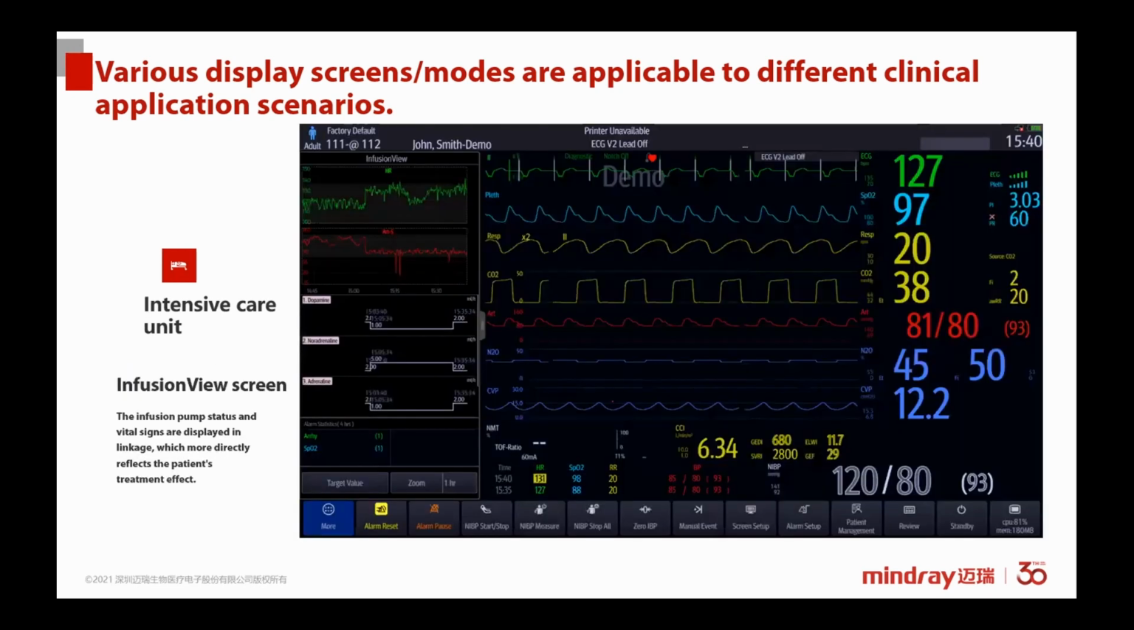Okay, next one is the infusion view screen. This one is a small tool developed by Mindray based on the linkage between vital sign and infusion pump information for real-time viewing. It can not only directly relate the infusion pump setting to the drug treatment effect of the patient vital sign on the same screen. It can also help the nurse to frequently set the infusion pump.